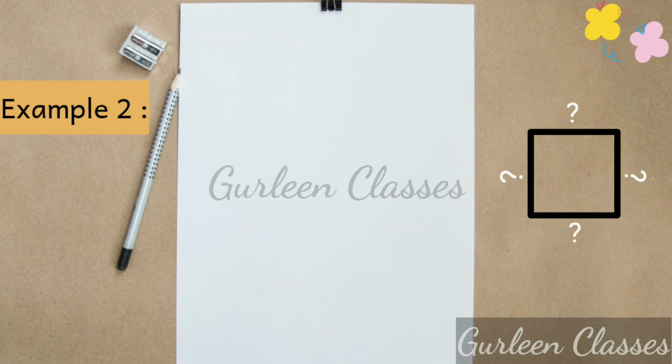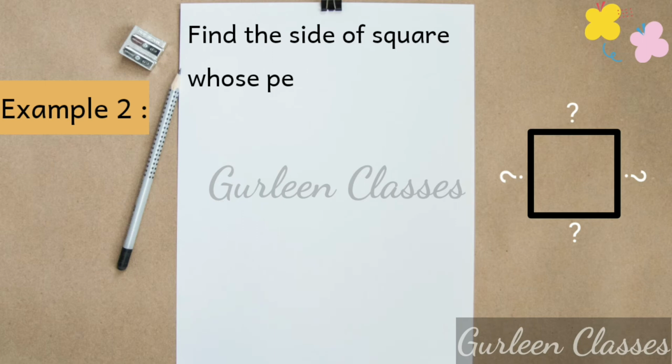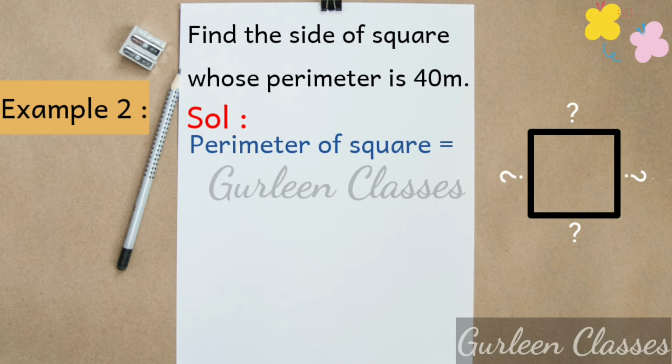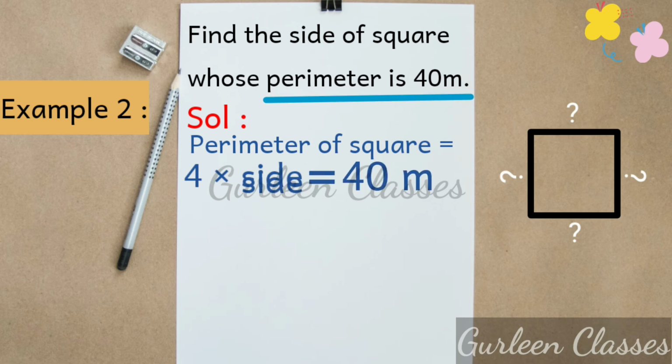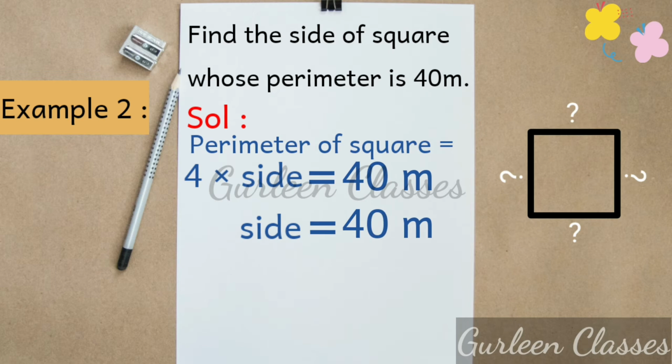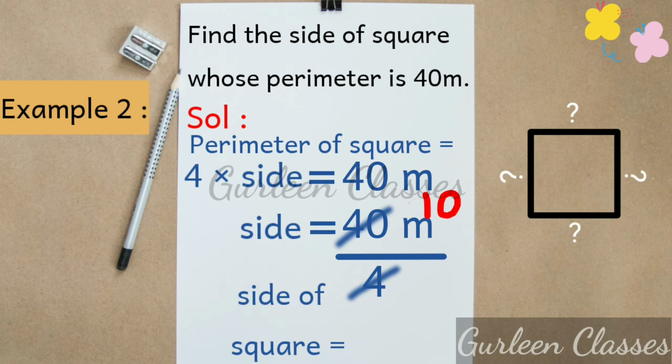Example 2. Find the side of a square whose perimeter is 40 meter. So we know that perimeter of a square is equal to 4 into side. According to this question, perimeter of the square is equal to 40 meter. So 4 into side is equal to 40 meter. Side is equal to 40 divided by 4. 4 tens are 40. So side of the square is 10 meter.